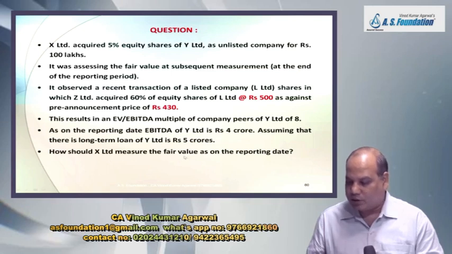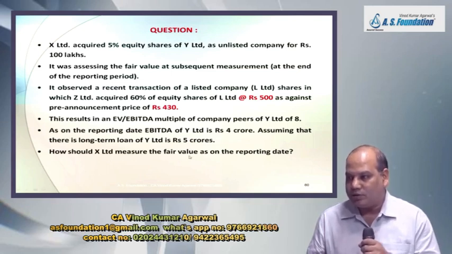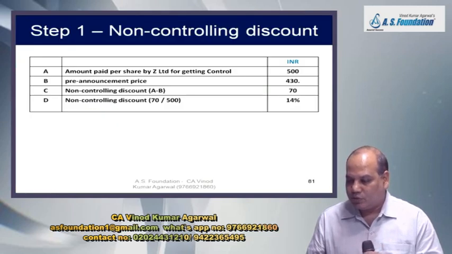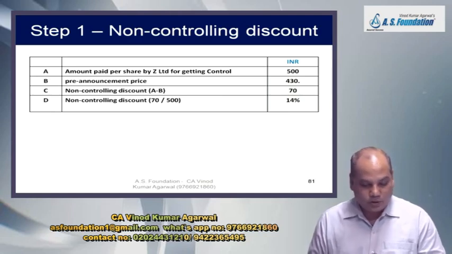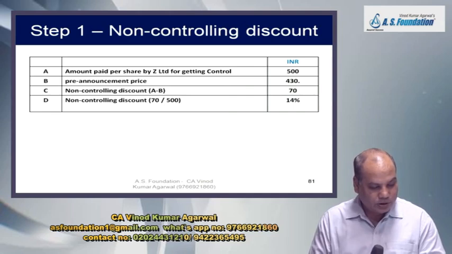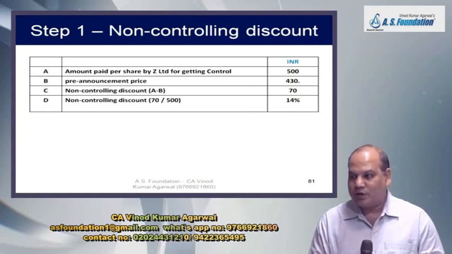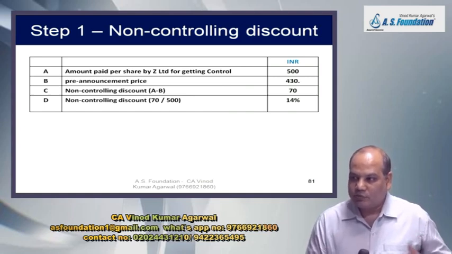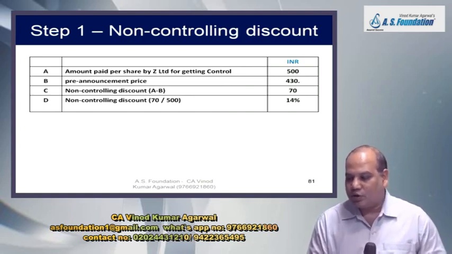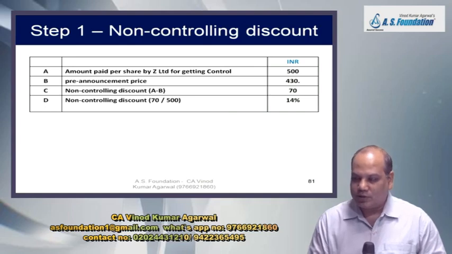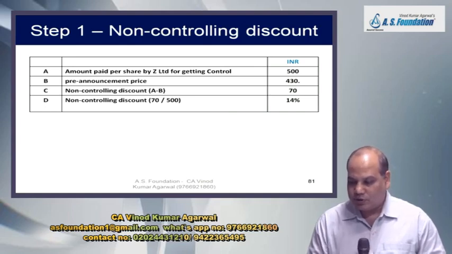How should X Limited measure the fair value on the reporting date? So this time I'll prepare 2 working notes. First working note, I'll prepare non-controlling discount. Previous problem and this question are similar. 2 changes they have done. 1, non-controlling discount percentage is not given. So from a similar transaction in the market, we'll find out how much is the non-controlling discount in the market. So the answer is 14%.